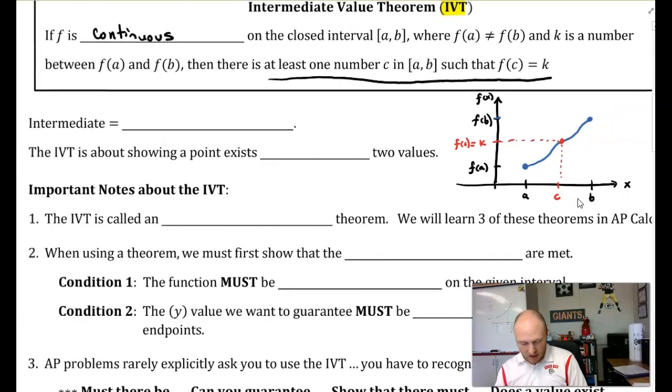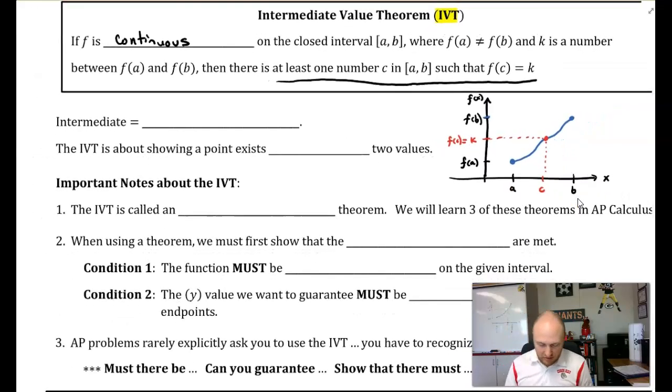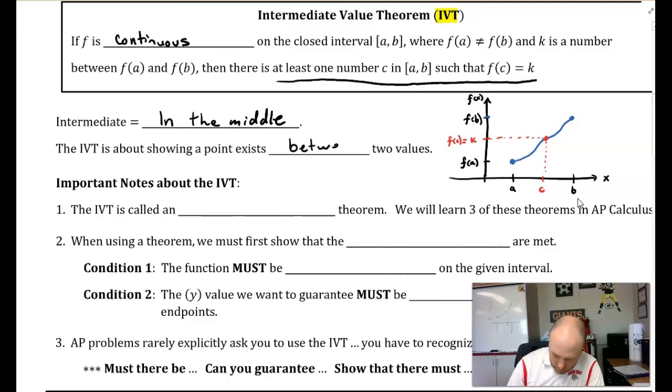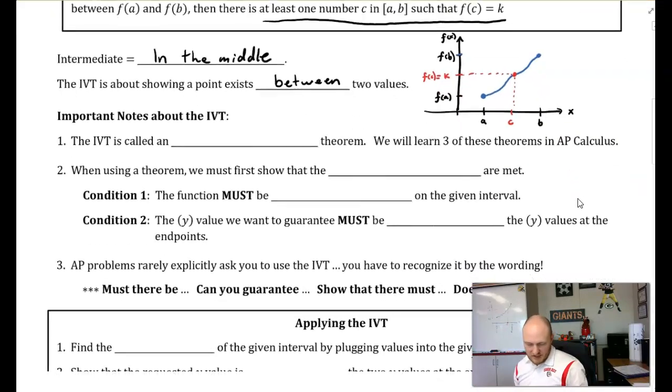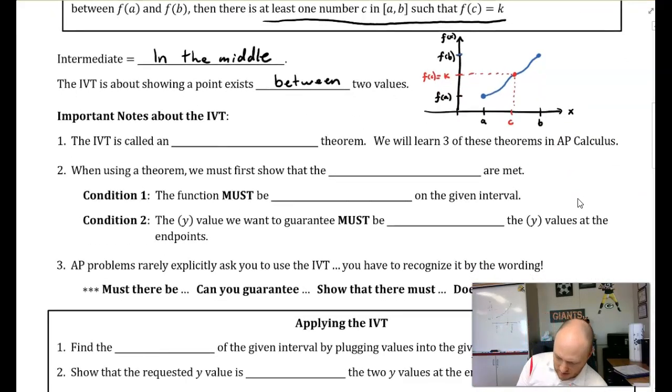Can't talk about it. Alright, so let's go ahead and talk about some things. Intermediate, this just means in the middle. You could say in between, it's all the same thing. Intermediate, in the middle. Now the IVT is showing a point exists between 2 values, in the middle, and that's the way you need to think about it. Some important notes about the IVT. IVT is called an existence theorem because we're showing that something exists.